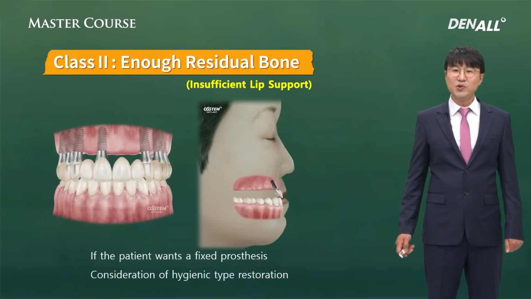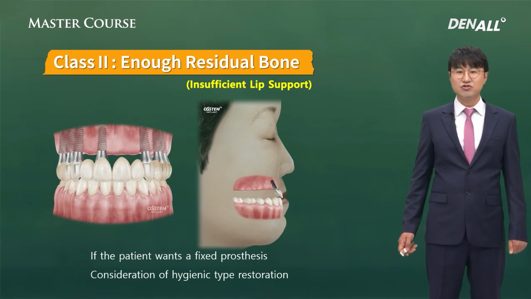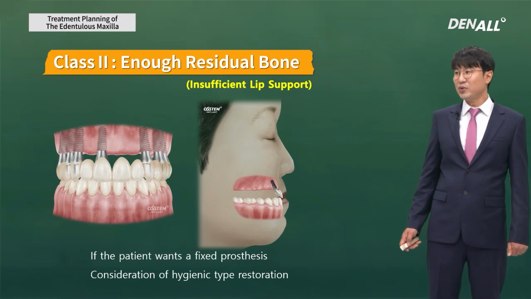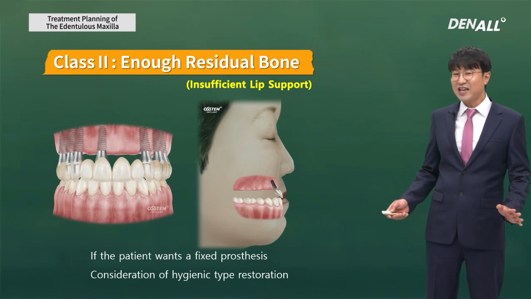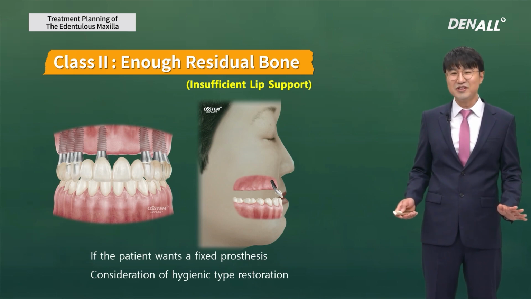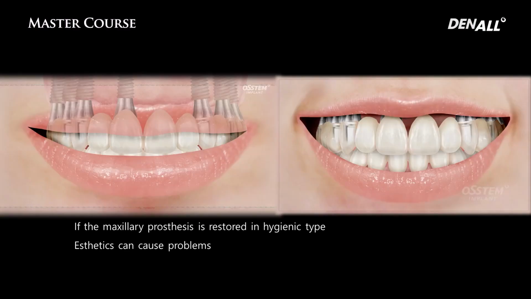So for me, if there's insufficient lip support, then a fixed prosthesis. If the patient wants that, then the hybrid type, but because oral hygiene maintenance is worse, then I use the hygienic type. Of course, it will impact the smile line. The patient would not like that, so you have to be careful. So this one says a lot of different things.